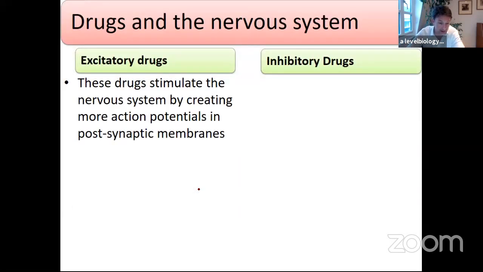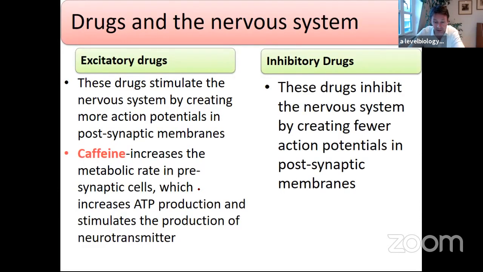So excitatory drugs will stimulate the nervous system. Inhibitory drugs will reduce the transmission by creating fewer action potentials.